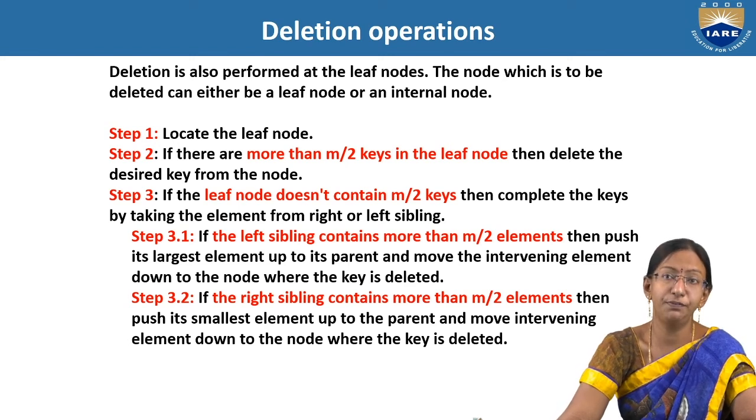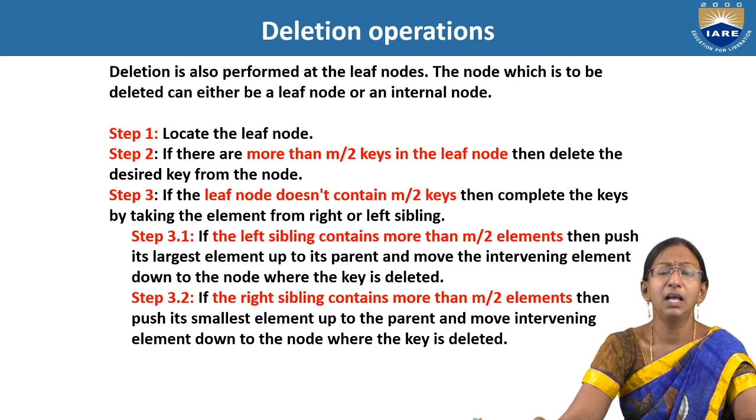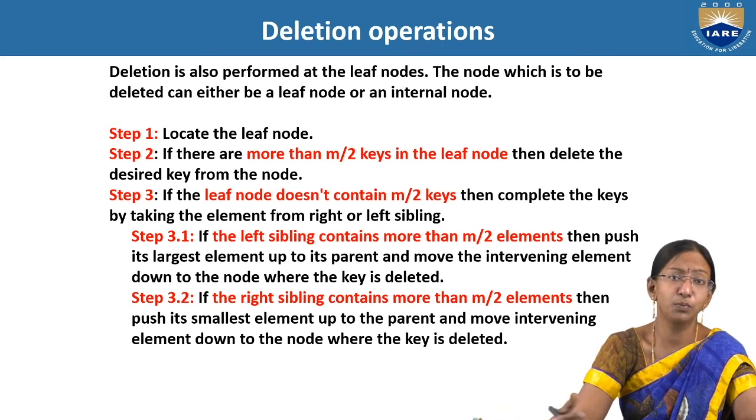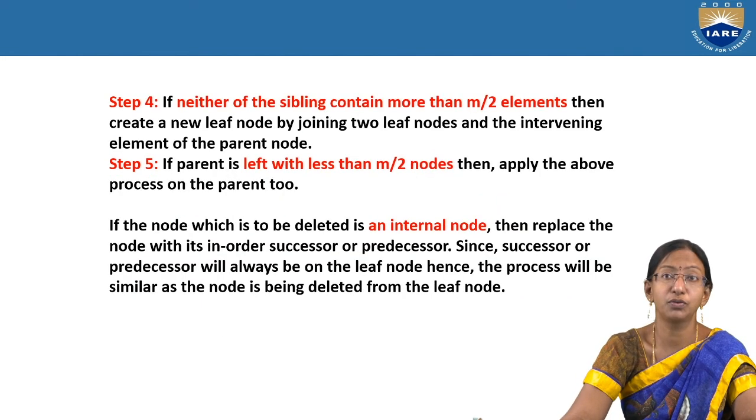So if the left sibling contains more than half, then push its largest element up to its parent. Or, if the right sibling contains more than half elements, then push its smallest element. As it is the right side, the smallest element can be sent to the parent. Okay, so this is a small algorithm. Let's see it through animations.